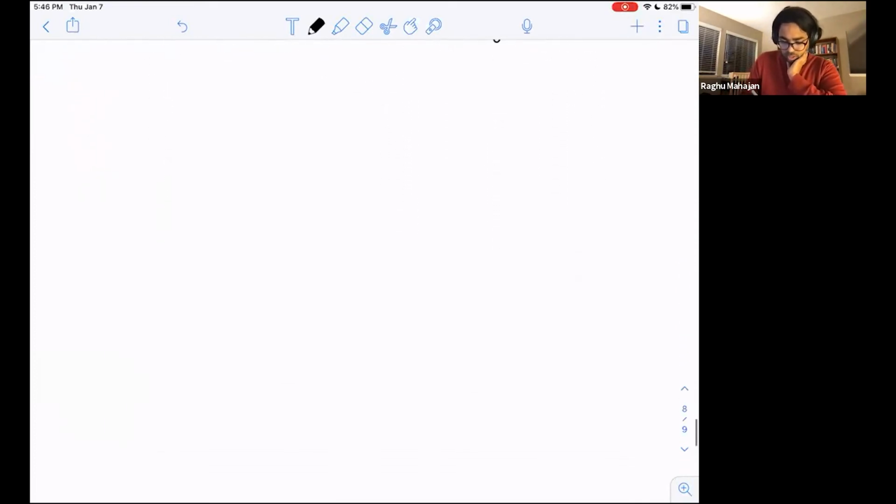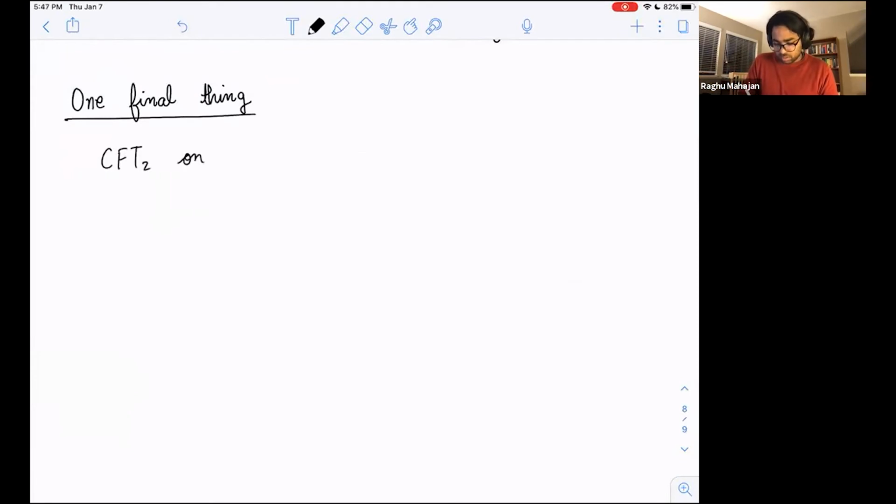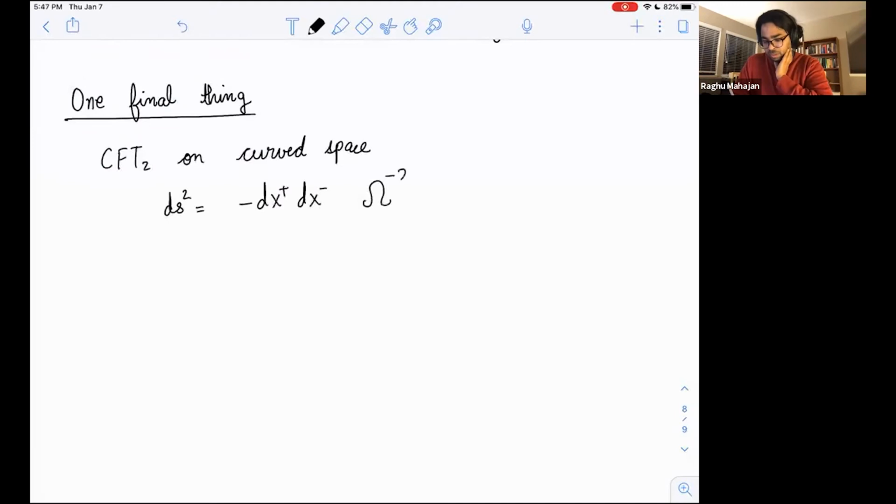And one final modification to the formulas. Because we have gravity, right? So far, I just discussed CFT2s in flat space. But now we are going to have CFT2 on a curved space, not in flat space, not on Minkowski space. Good thing is that any two-dimensional metric can be written as the flat metric. So I'm writing now in Lorentzian signature in the light cone coordinates times a Weyl factor, which I will take here to be omega to the -2.